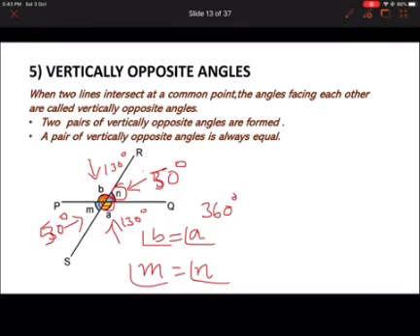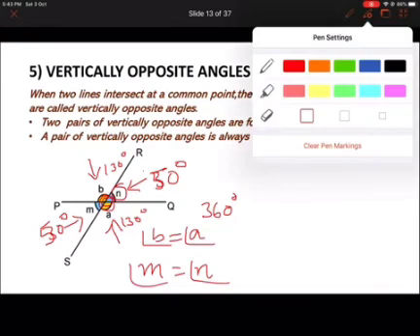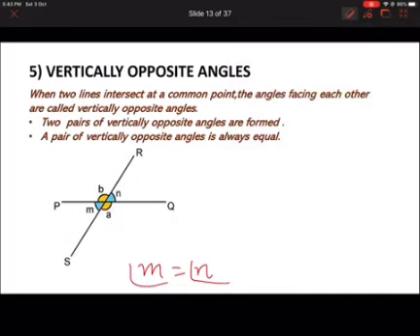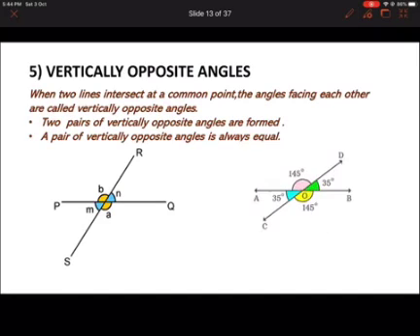I hope you understood what vertically opposite angles are. Okay, what are vertically opposite angles? Two angles are called vertically opposite angles when they are formed by one pair of intersecting lines. The lines intersect at one common point.